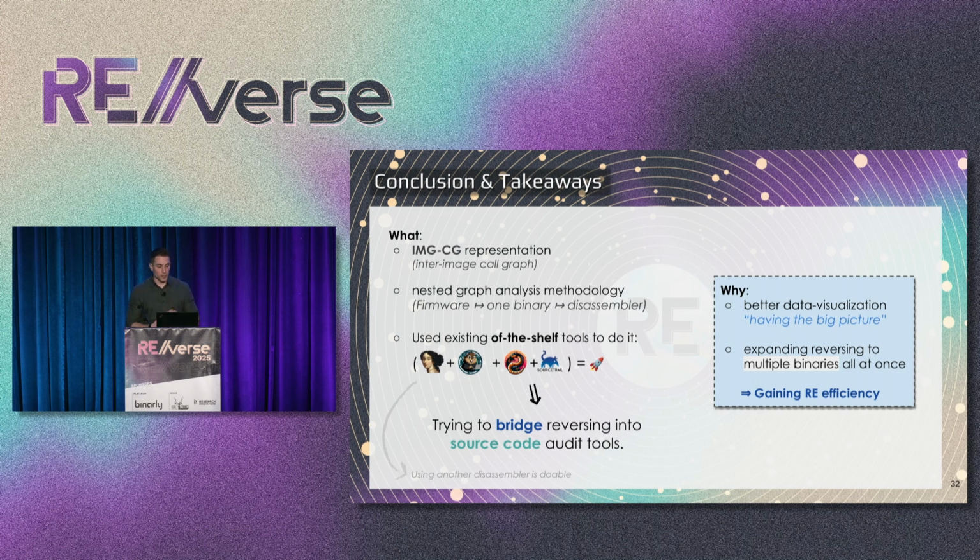All that, just to recall, was meant to bridge the gap between reverse engineering tools and source code audit tools, which deserve to be blended in a more symbiotic manner. And why did we do that? Obviously, we want to be able to manipulate and travel around multiple binaries all at once, so that we can have the big picture of the firmware. And indeed, we do that to be more efficient in our reverse engineering tasks.